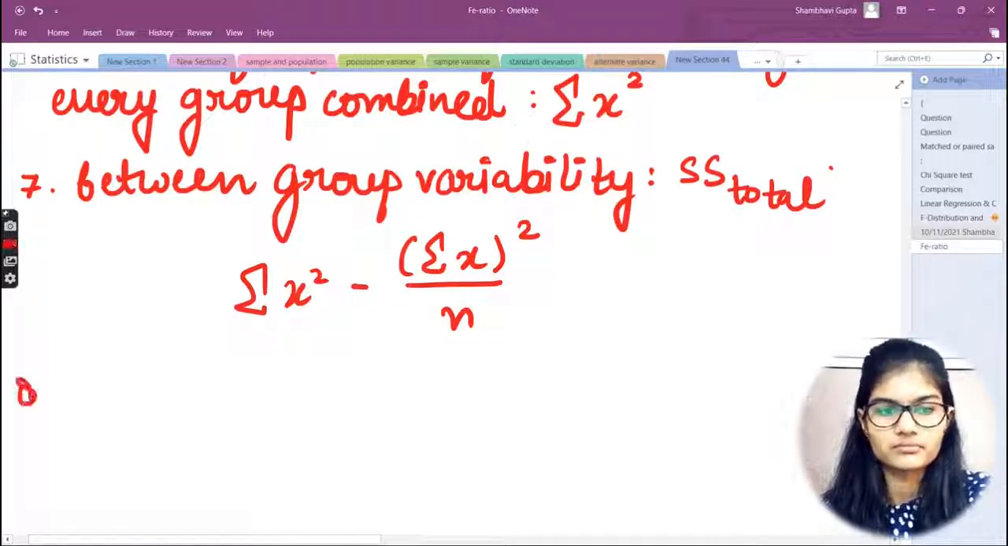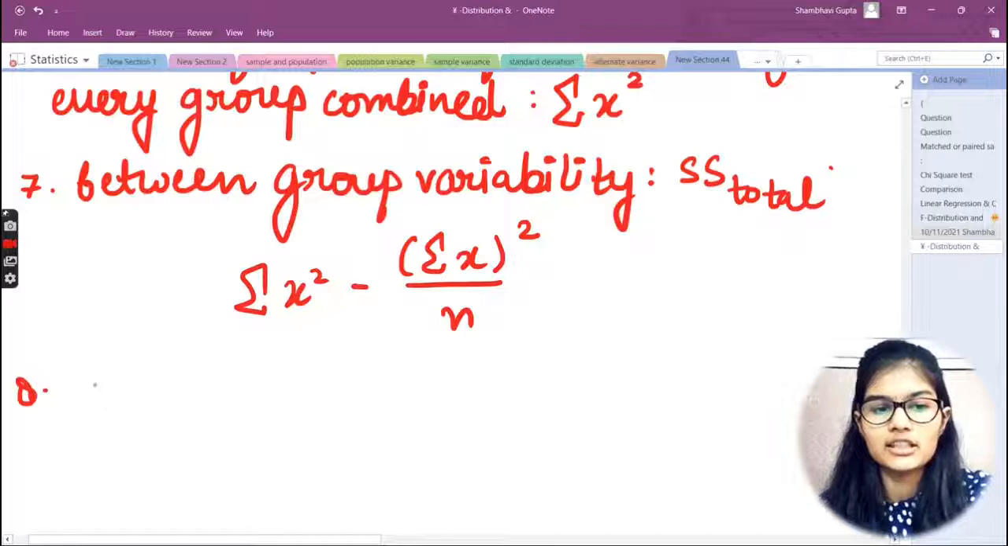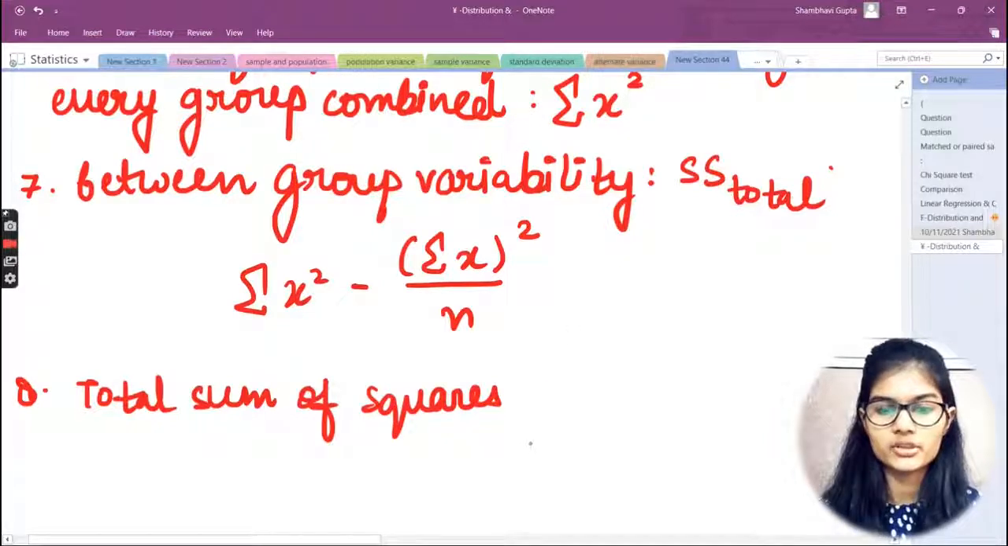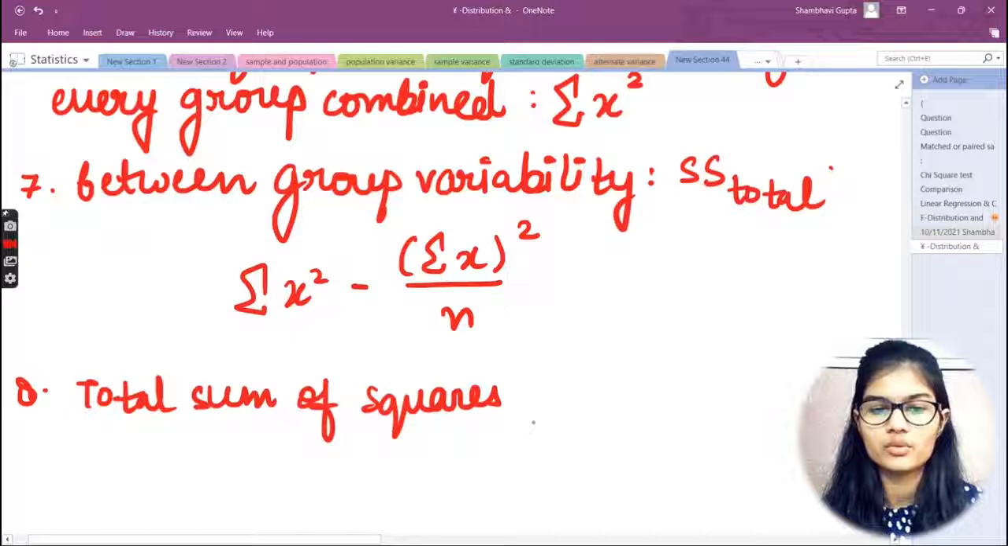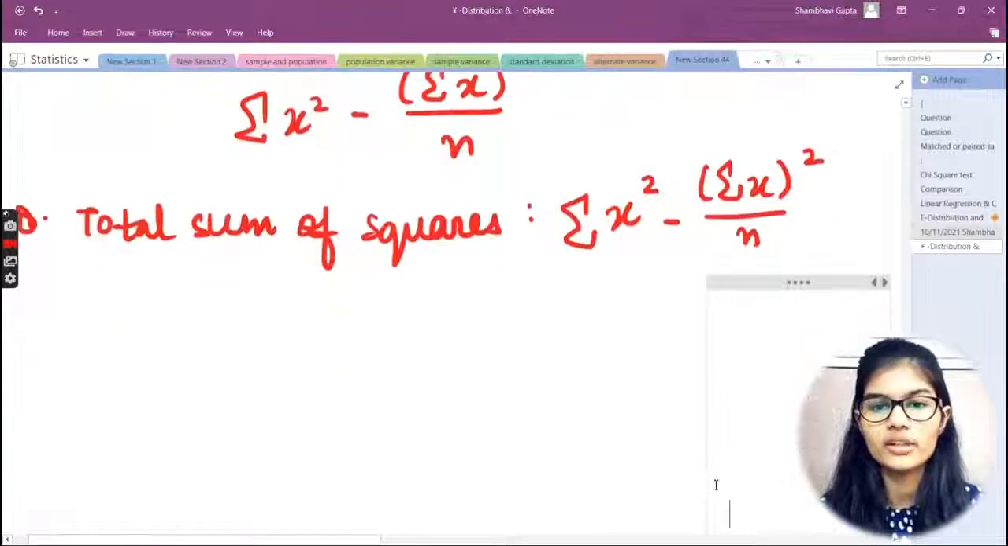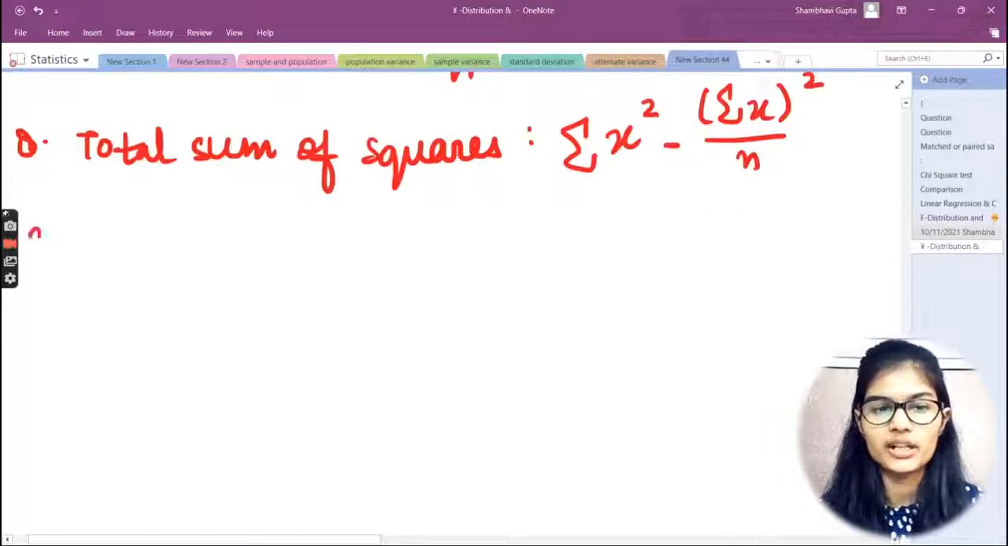Okay, next we have number 8, that is the total sum of squares. Total sum of squares, right? For this total sum of squares we have sigma x squared minus sigma x whole squared divided by n. Okay, so this is the formula for the total sum of squares.